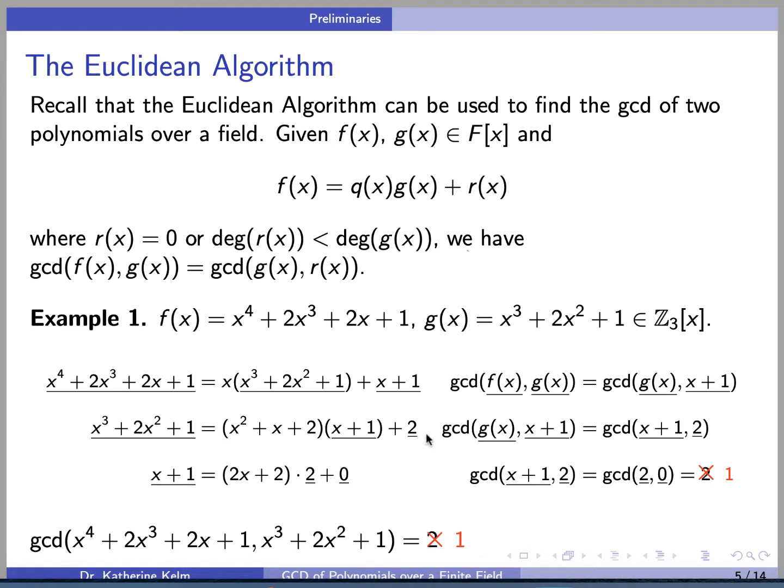so that the GCD of g(x) and x plus 1 is equal to the GCD of x plus 1 and 2. On the next line, the GCD of x plus 1 and 2 equals the GCD of 2 and 0. So our last non-zero remainder is 2. But be careful, the GCD must be monic. So we will take the monic multiple of the last non-zero remainder, which is 1. Our conclusion is that the GCD of f(x) and g(x) is equal to 1.